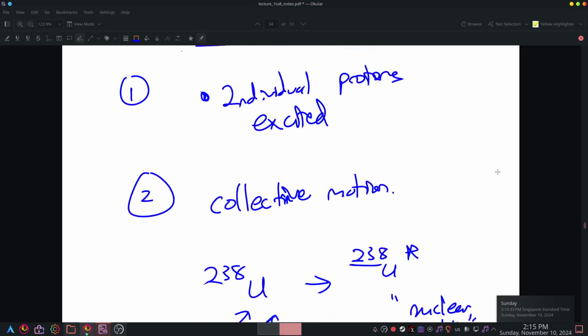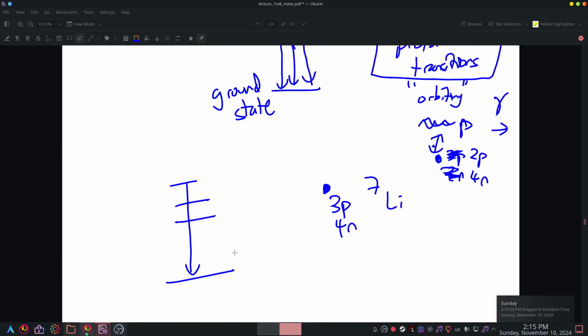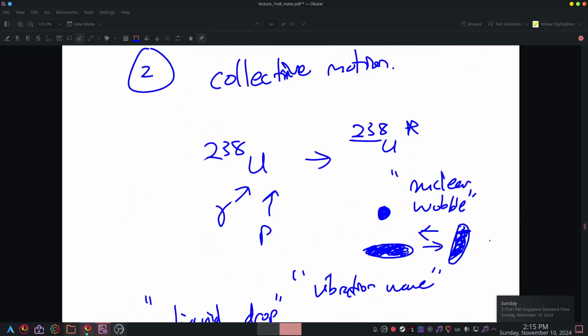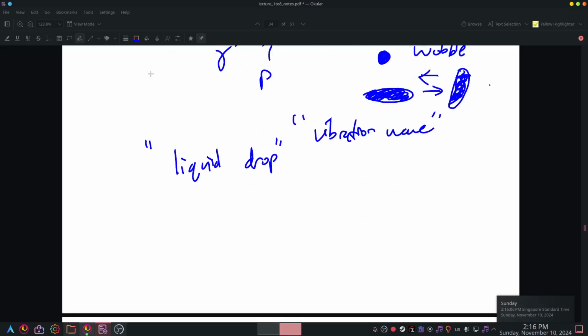Now, the amount of energy you use to excite individual protons to some excited state tends to be more than the energy it takes to start to wobble a nucleus, because this is just vibrating nuclei by each other. It's what we call collective motion. The whole nucleus can also spin around. So collective motion can be shaking, so to speak, and spinning.